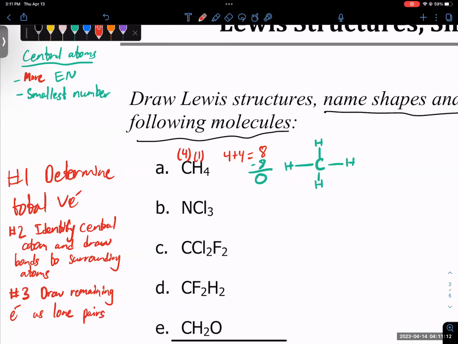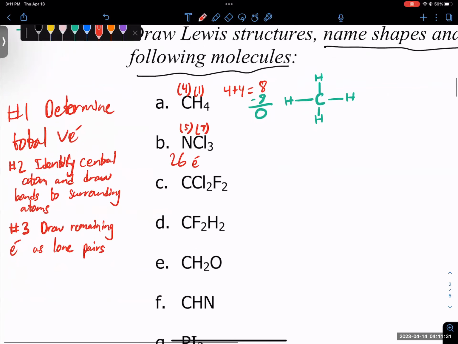$26 total valence electrons. Because again, nitrogen is in group 5, so it has 5 valence electrons. Chlorine is in group 7, so it has 7 valence electrons. 7 times 3 is 21, plus 5 is 26 total valence electrons.